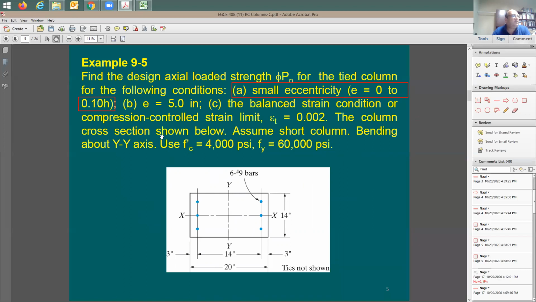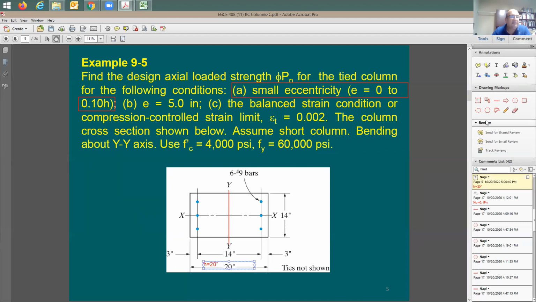It says a column cross section shown below. Assume short column bending about the y axis. What does it mean? Here's the y axis. So the moment is coming this way. The moment is going to be causing, let's say, some compression here, and some tension here. So this is going to be h. So your h here is going to be equal to 20 inches. Total depth of the column or the section is going to be equal to 20 inches.